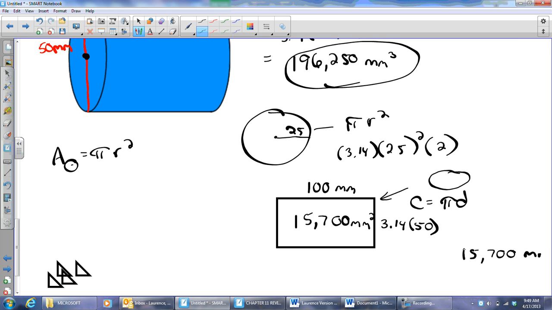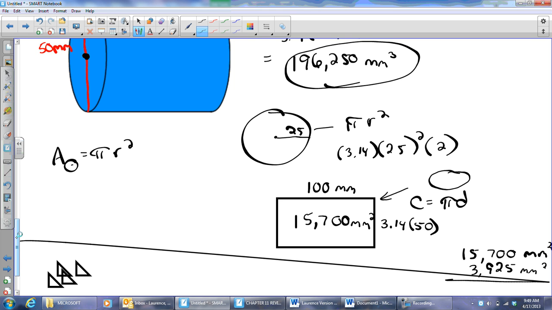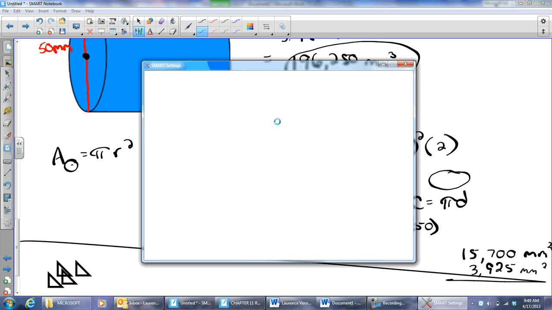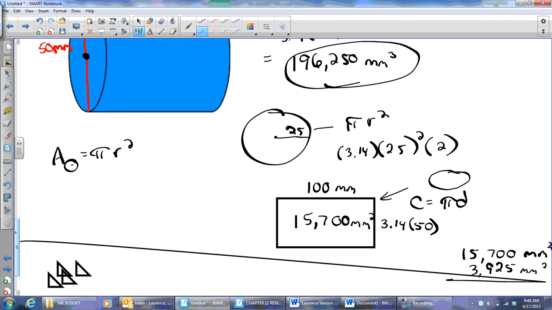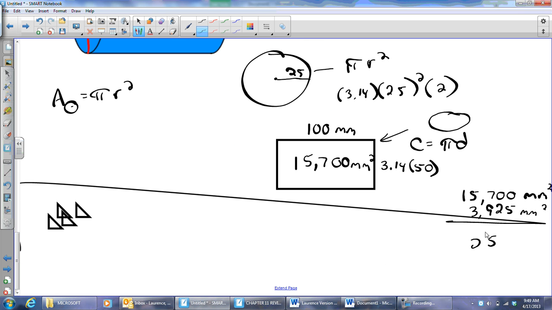So I've got 15,700 millimeters squared. And then the area of my circles I didn't do yet, 3.14 times 25 squared, and there's two of them. And so I end up with 3,925 millimeters squared. And in case you can't see the square on that one there. Okay, and I'm going to add together. Okay, when I add together, I'm going to get 19,625 millimeters squared, and that is the surface area of the cylinder.